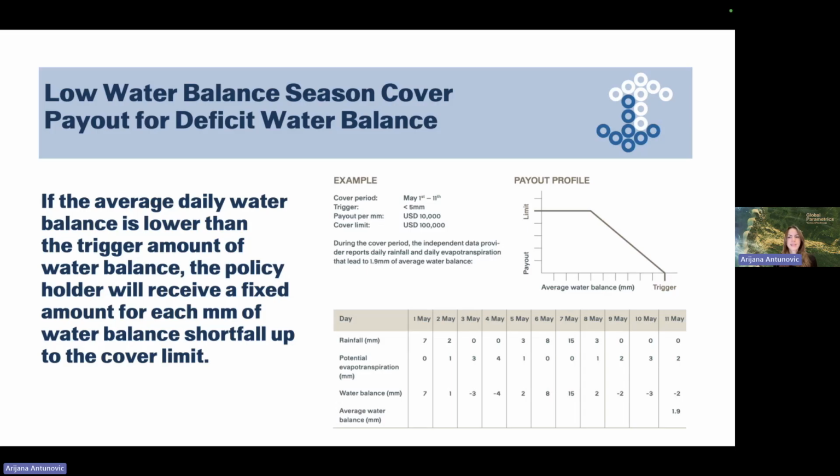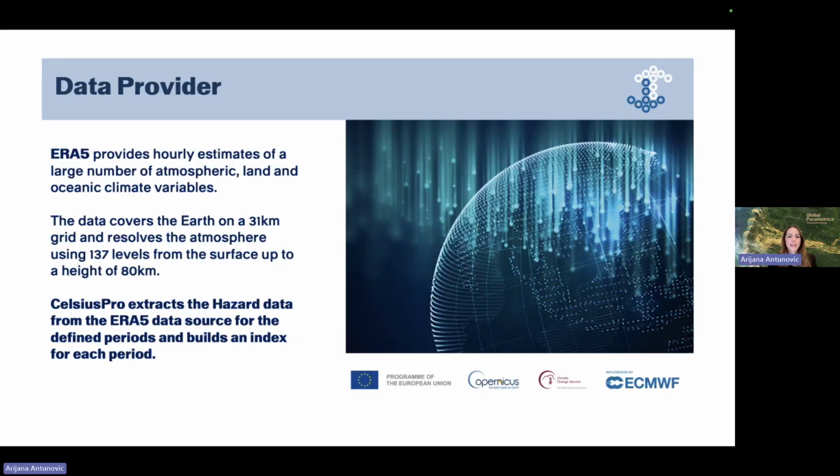And maybe some other things that make it quite unique as well is the different application that it has. So the data provider is ERA5. It has a large number of atmospheric and climate variables. We extract this data on a 30-kilometer grid cell, and then we define the period and build an index for each of the periods.